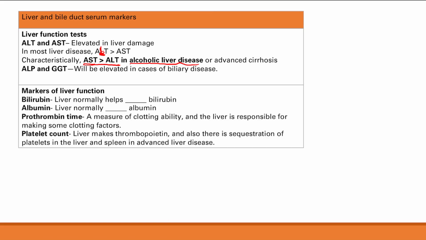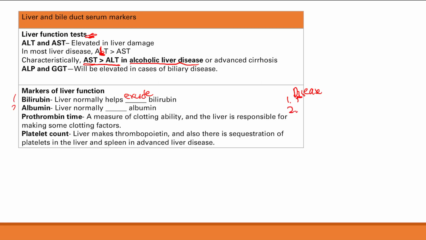Now I just told you these are called liver function tests, but these mark liver damage. The real markers of liver function are what the liver actually does. So what does the liver do for bilirubin? Remember, the liver normally helps excrete bilirubin. So if you have cirrhosis, what's going to happen? If you're not excreting bilirubin in disease, bilirubin goes up.